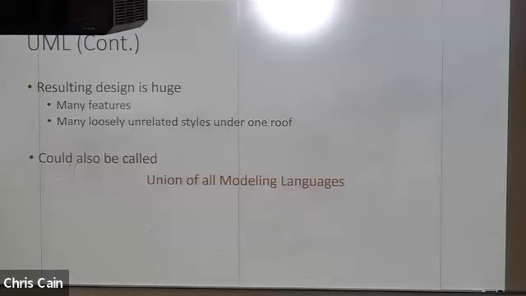So the resulting design of all of this work was this absolutely massive modeling language that included tons of different diagrams and a bunch of different features. There were completely unrelated styles that were still considered to be underneath UML. If you're familiar with set notation, this could be considered something like the union of all modeling languages. Basically, if there was a modeling language, UML was trying to incorporate it in some sense.